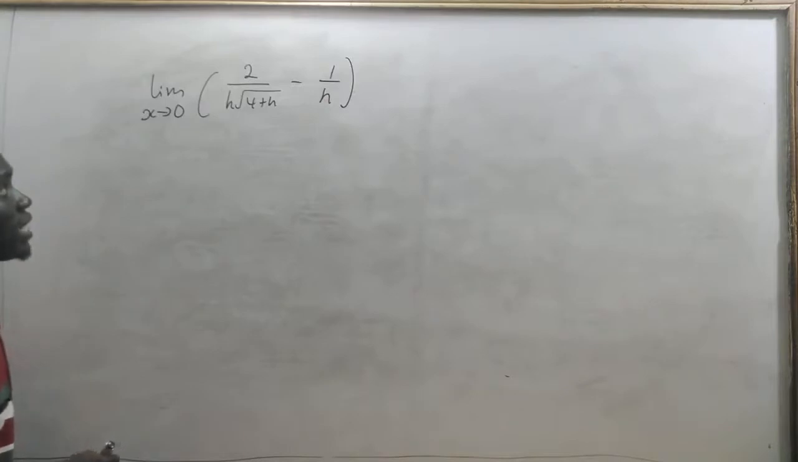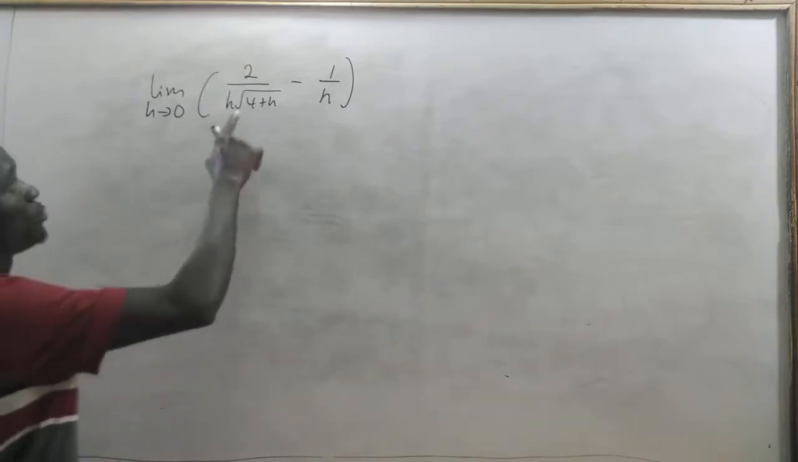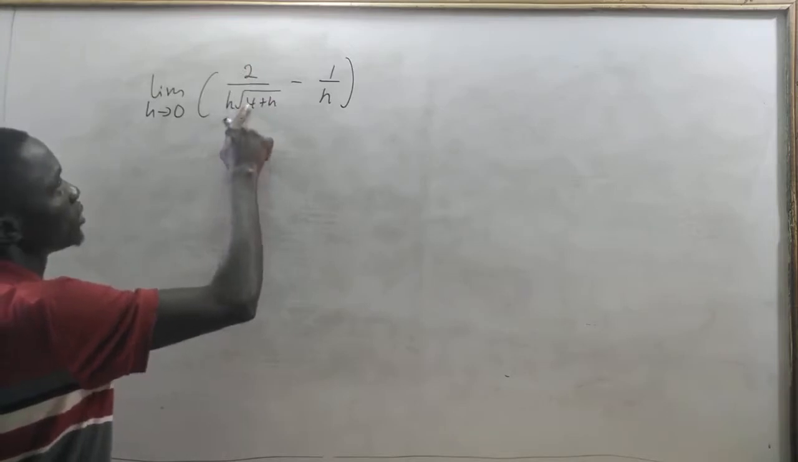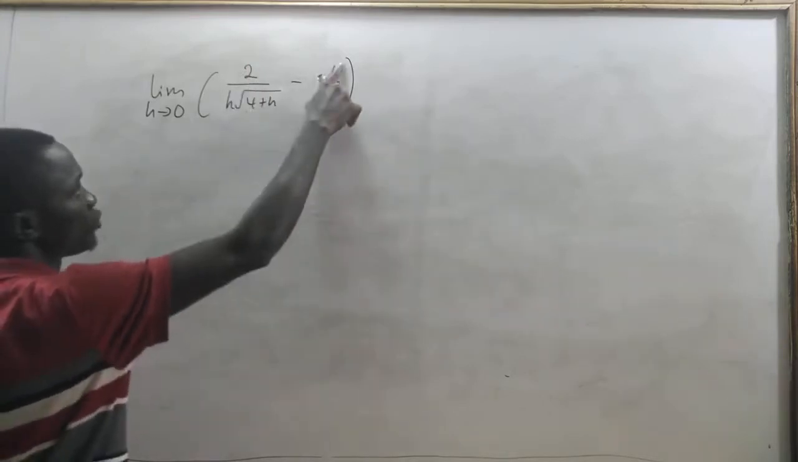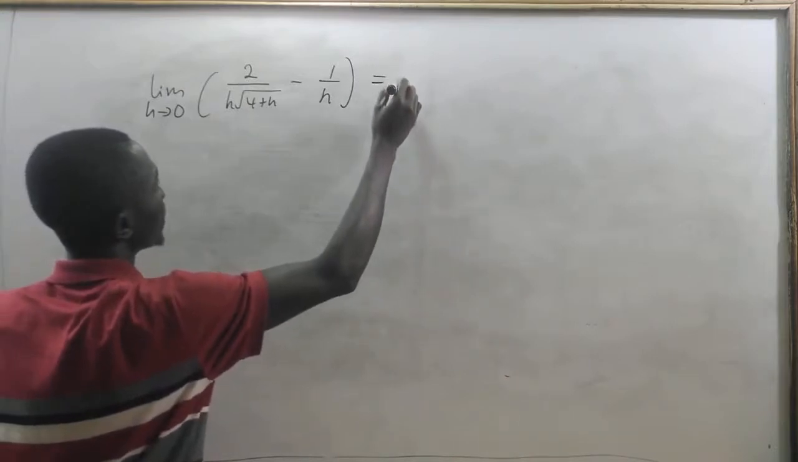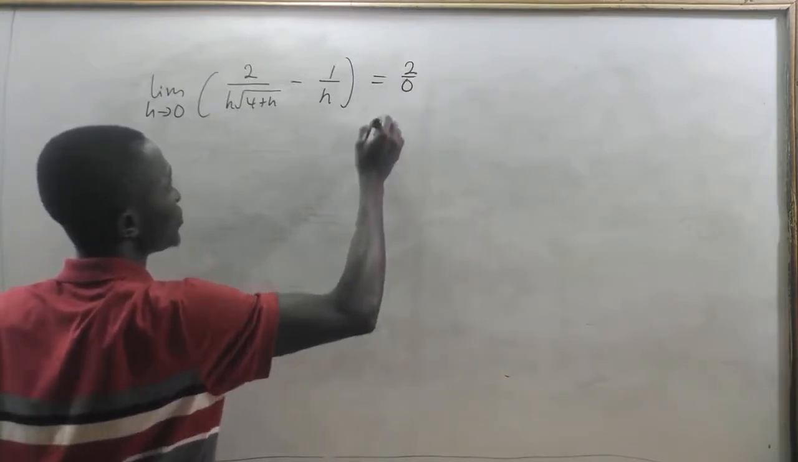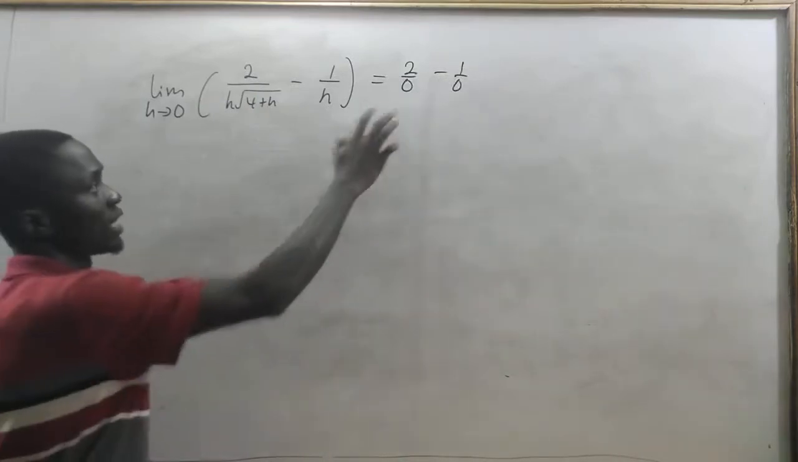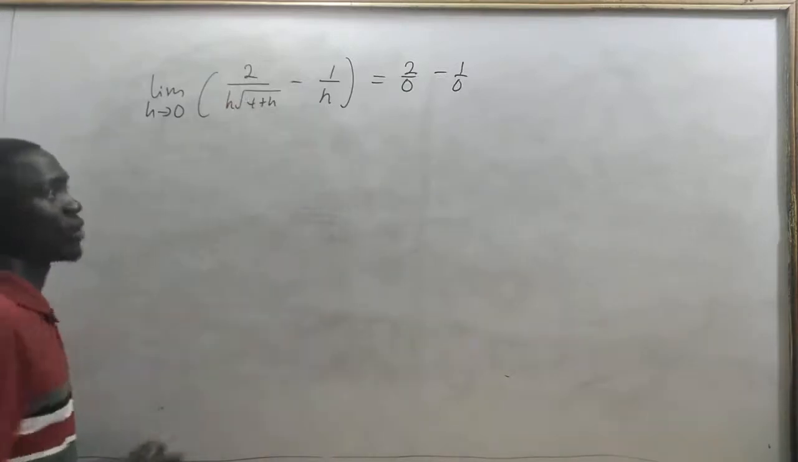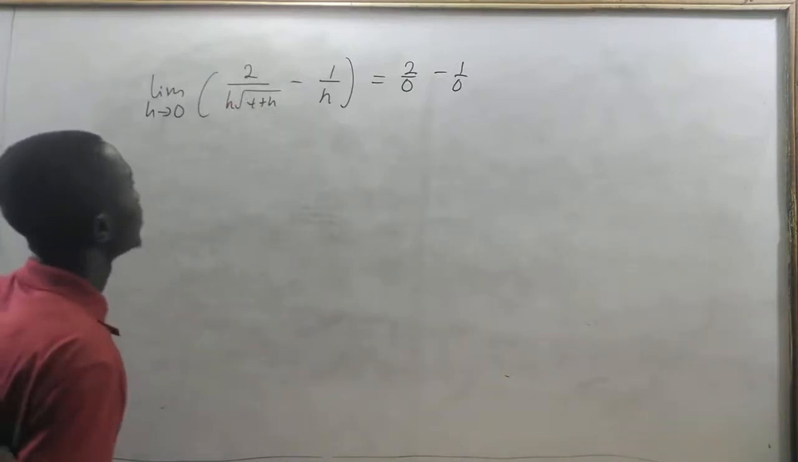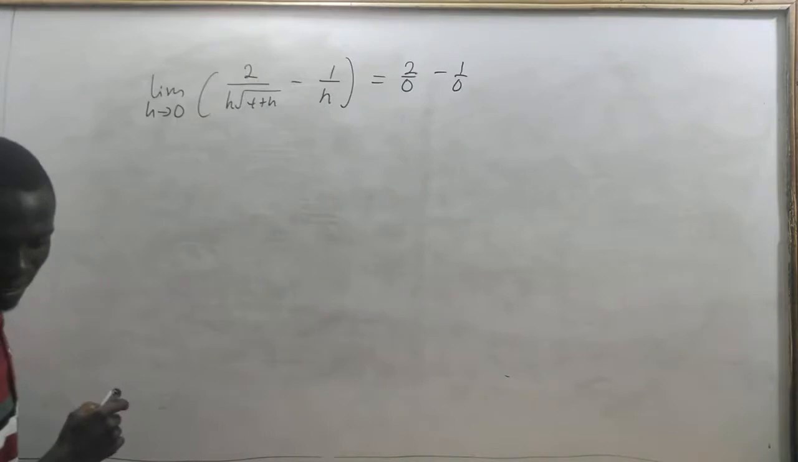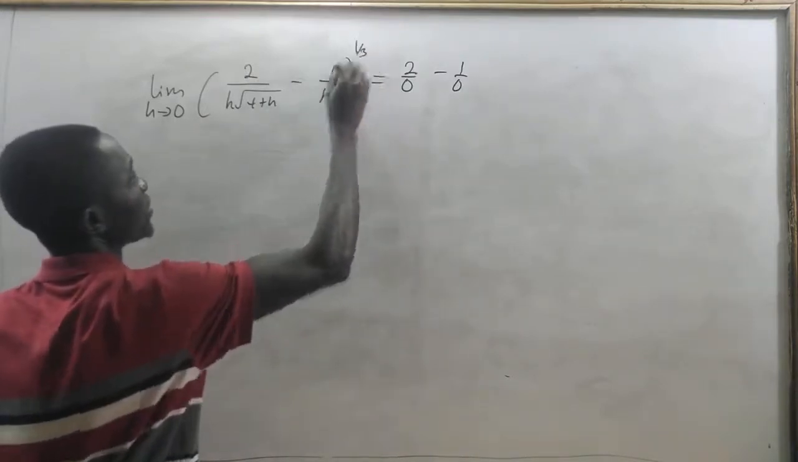Yes. So here, as h, not x, approaches 0, if we put in 0 here, this one will be 2 divided by 0, and this one will be 1 divided by 0. So what are we going to get? 2 divided by 0 minus 1 divided by 0 is undefined. So what do we do? Let's simplify what is inside there further. The whole expression is raised to the power 1 out of 3. So let's do it.